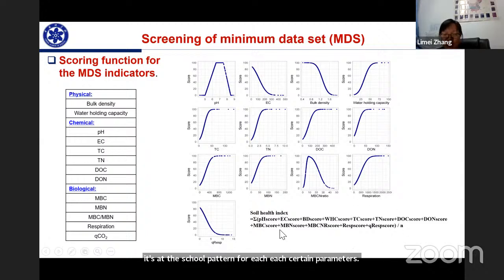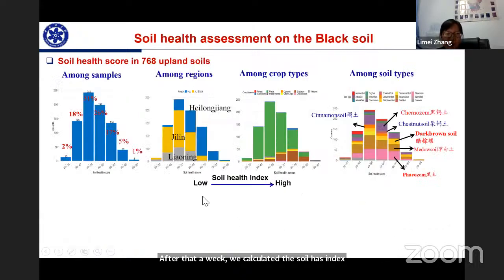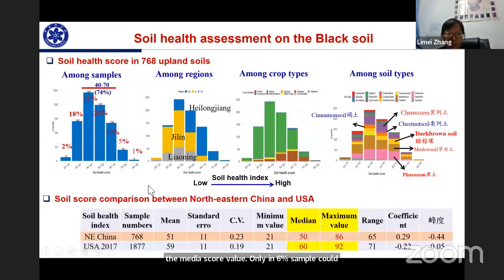After that, we calculated the soil health index based on the weighted average method. This is the score distribution pattern among the soil samples, among regions and soil types. Generally, 70% of samples got the median score value. Only 6% of samples got quite a high value. When compared with the USA dataset, we found our score values are generally lower than US soil, as for the median value and maximum value.